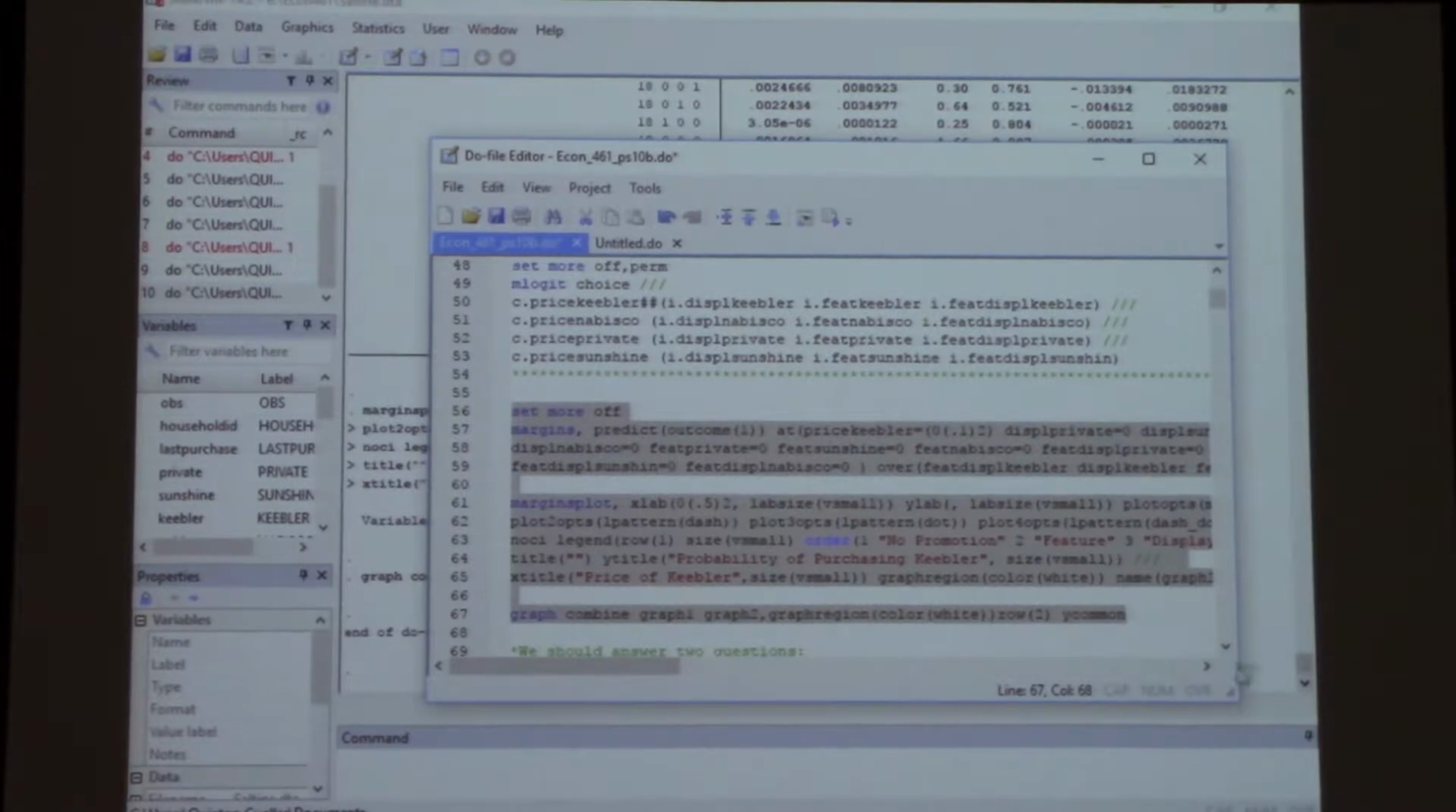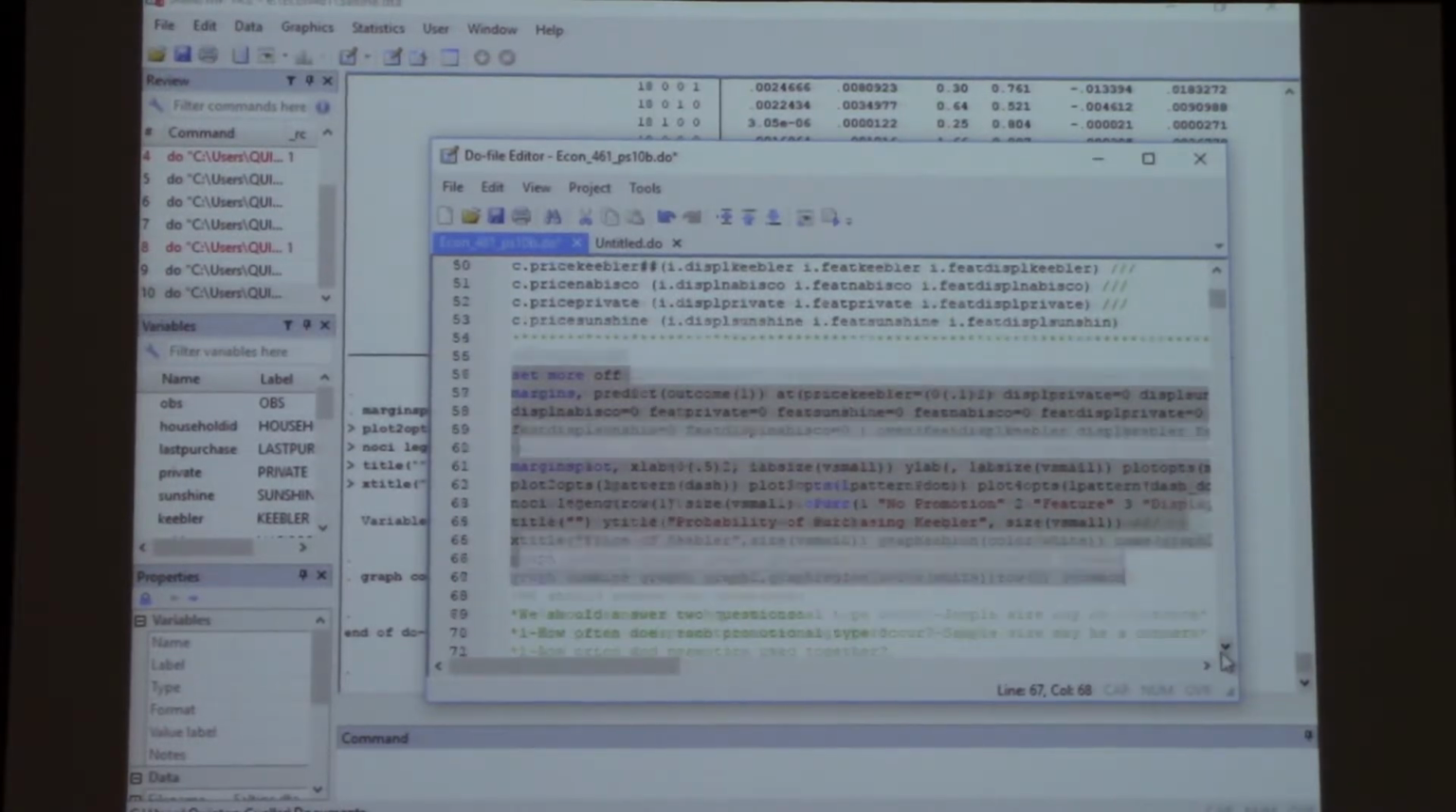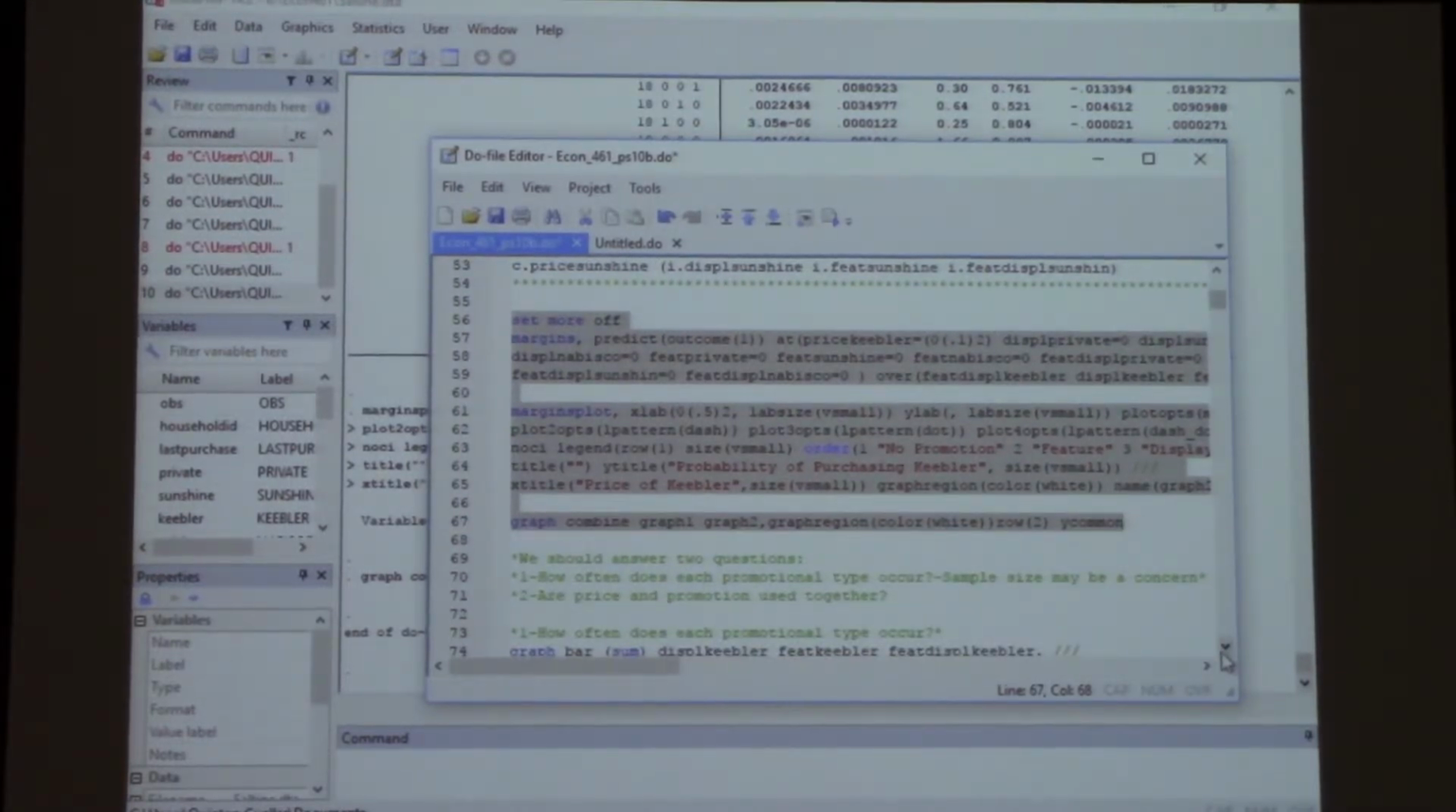And we might want to investigate that a little bit further in terms of just looking at how often each type of promotion occurs. And as we saw, sample size can be a concern. Sample size is always a concern.